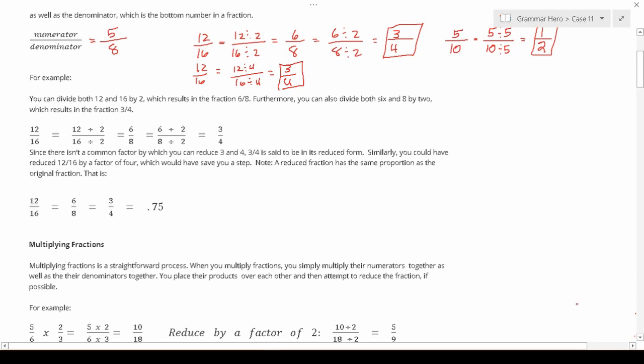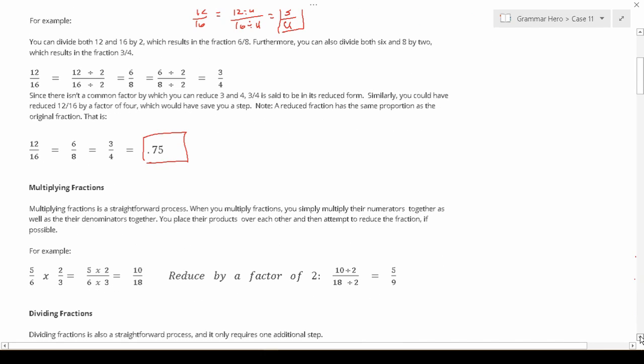Just one thing I want to note, as you reduce fractions, all the different reductions are going to be equivalent. So 12/16 is equivalent to 6/8, which is equivalent to 3/4. That's because fractions are division problems in essence, and it turns out all of these, when you divide them out, are equivalent to 0.75 or 75%.